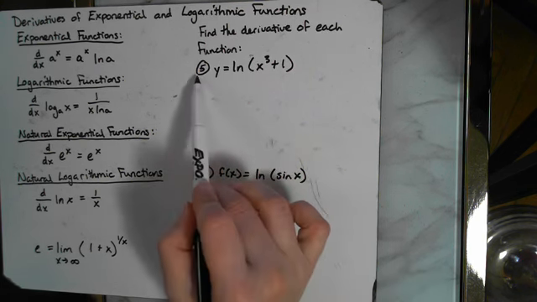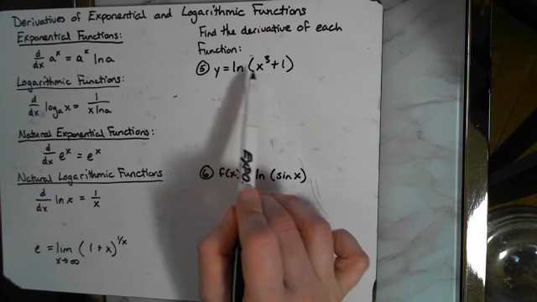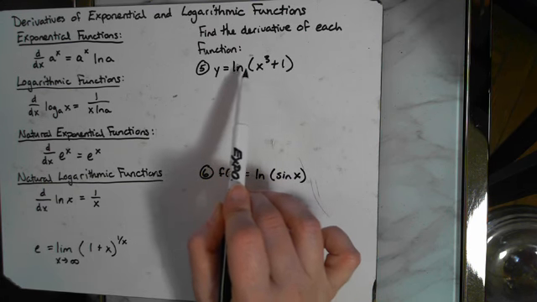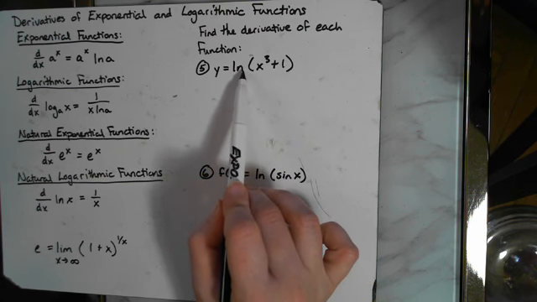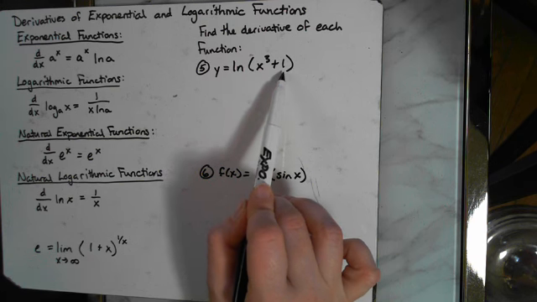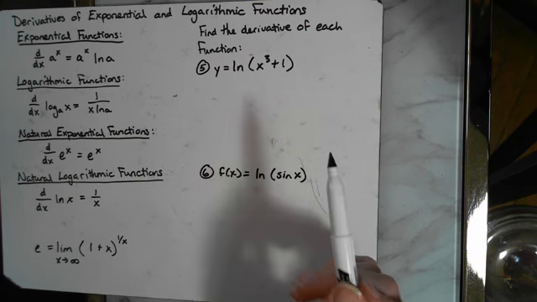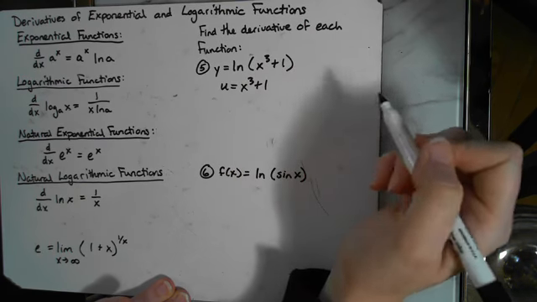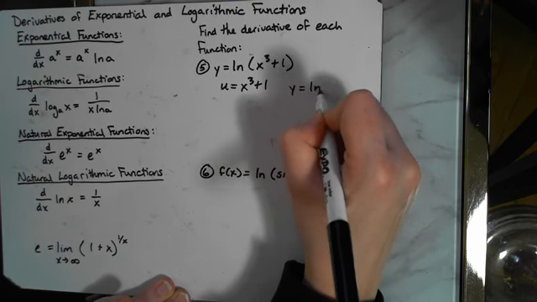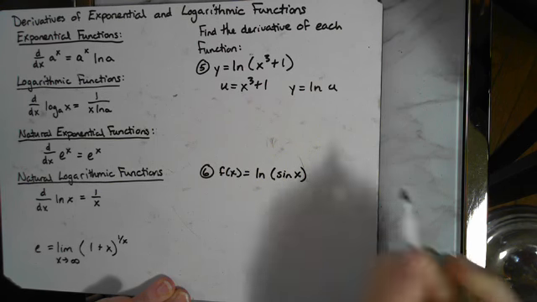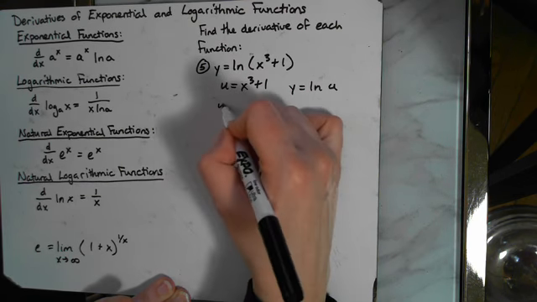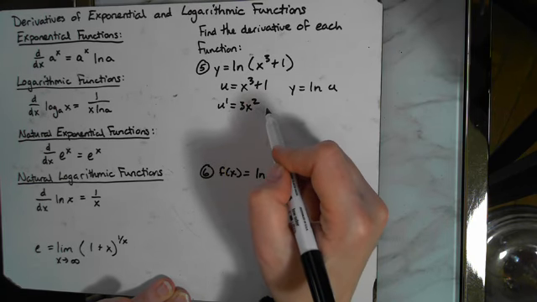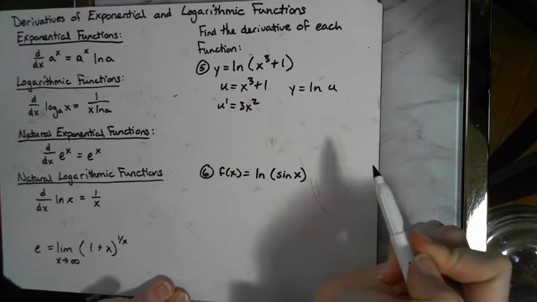Okay, so in the first example we have the natural log of x cubed plus 1, and we need to find its derivative. Notice there's an outside function, a natural log, and an inside function, x cubed plus 1. So we're going to need to use the chain rule. I'm going to let u equal x cubed plus 1, and y equal the natural log of u. Now we'll find our derivatives. The power rule gives 3x squared, and the 1 disappears because the derivative of a constant is 0.